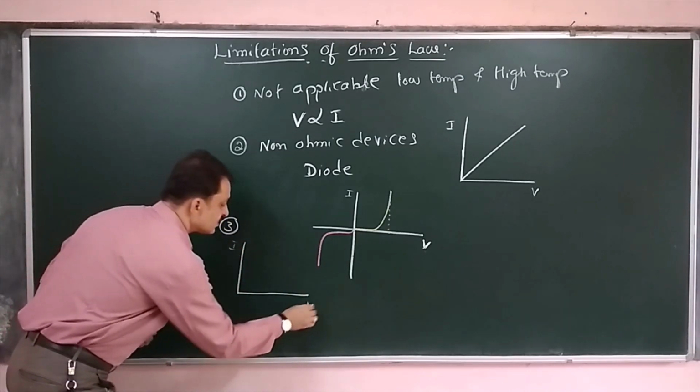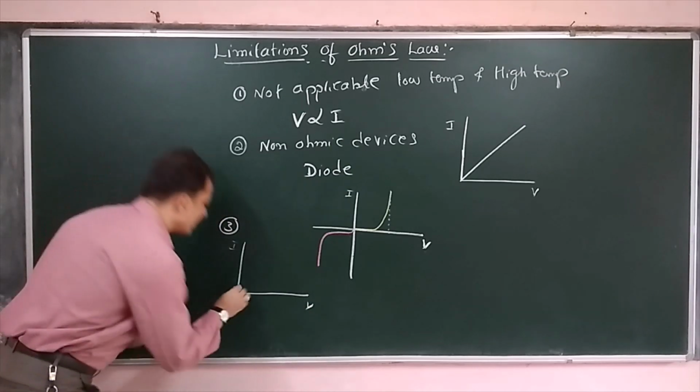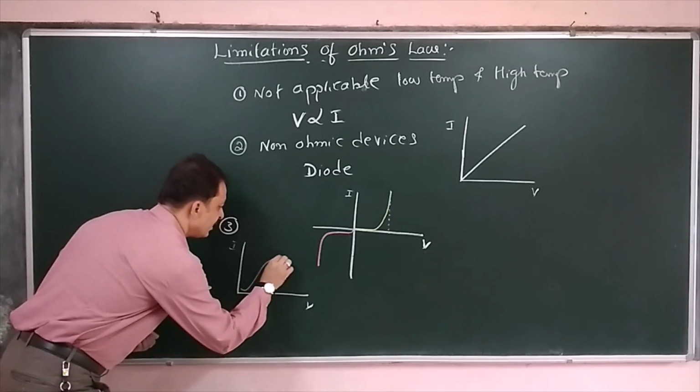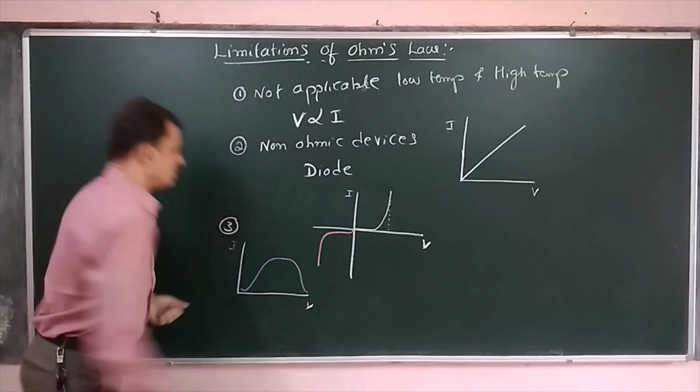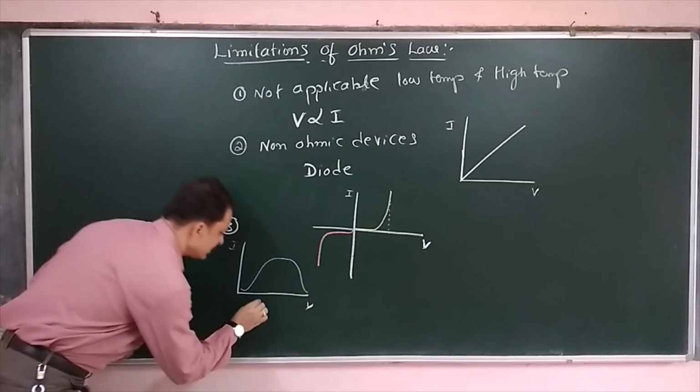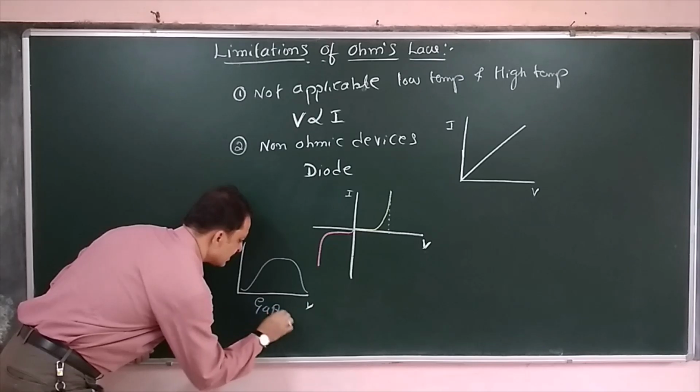This is I and this one is V. I will get a characteristic curve for the case of gallium arsenide.